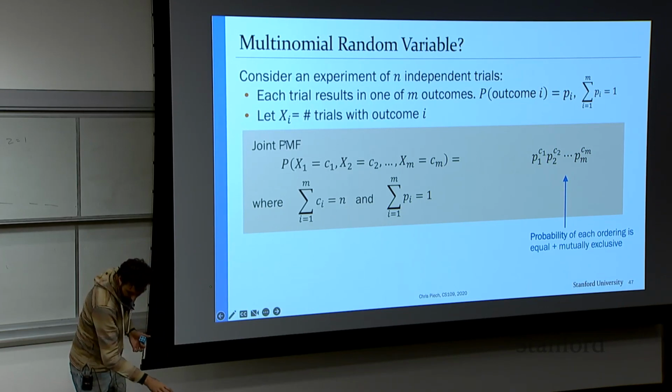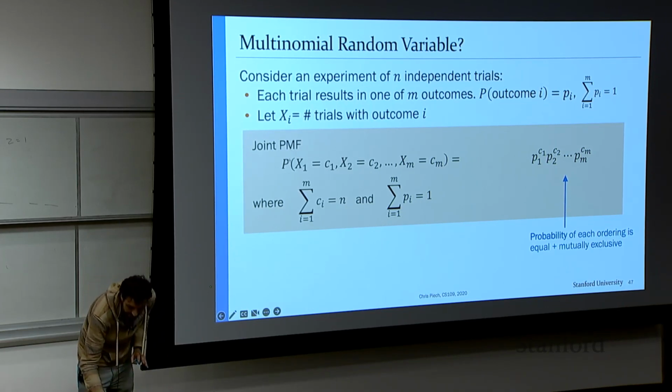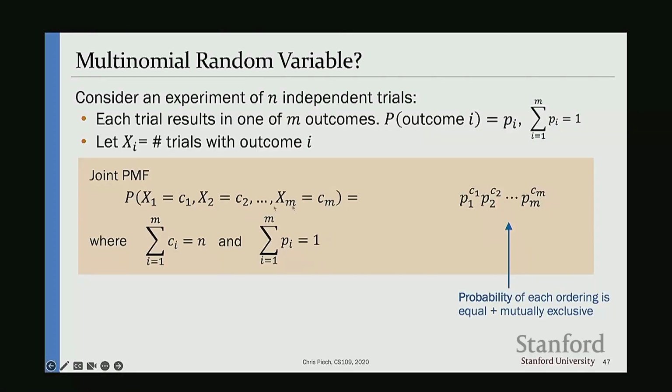So in particular, it describes a joint probability mass function where you have a random variable for the number of outcomes of outcome 1, a random variable for the number of outcomes of outcome 2, and a random variable for the number of outcomes of outcome m. M is 6 for a dice. C is going to say that we saw this many of this outcome, this many of this outcome, and this many of that outcome.